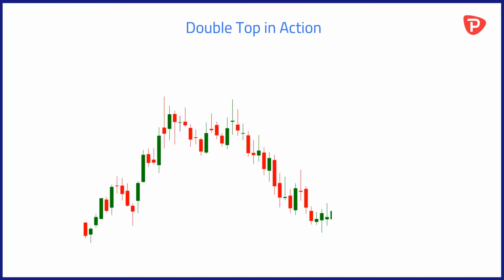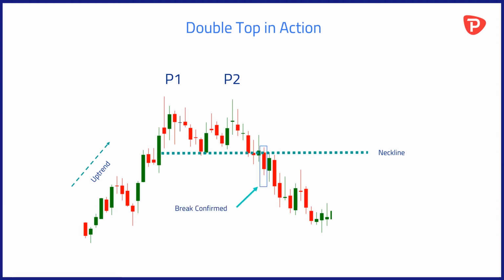Let's now take a look at a double top in action to see how it would appear in a real market. Firstly, an uptrend needs to be in place, which we can see here on the example, and then we need to be on the lookout for two peaks that are close to or equal to each other. We are now able to see the neckline which is at the bottom of the two peaks, and the break zone is very clear, and we can see the candle that has broken through and closed below the neckline marked in the blue box.